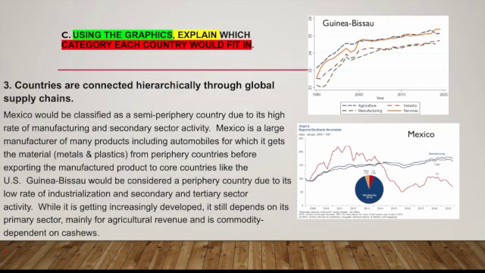C. Using the graphics. So it's referring to your graphics here, so we're going to need to incorporate those in our answer. Explain, so it's going to need to be probably 3 sentences, which category each country would fit in.